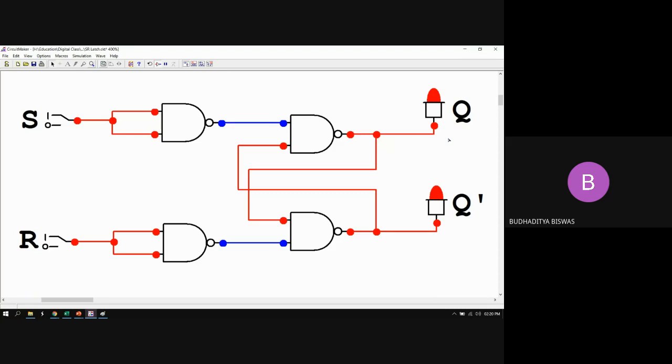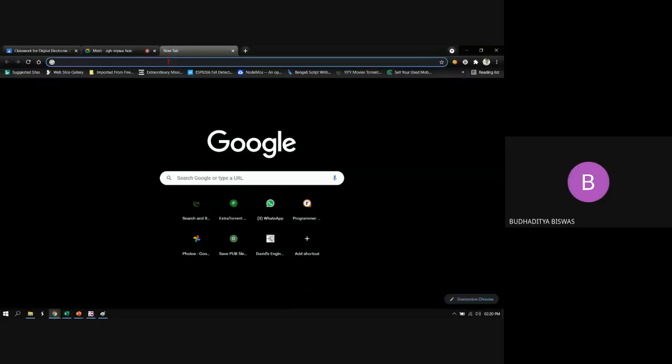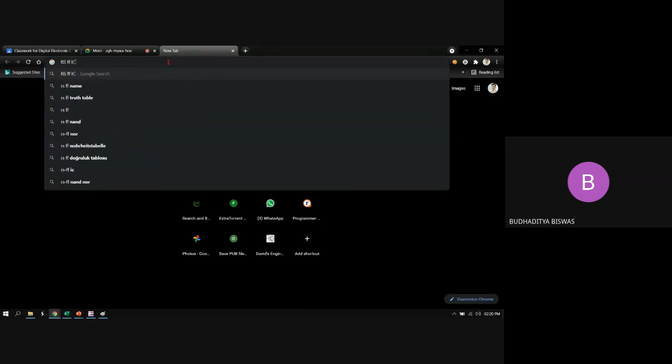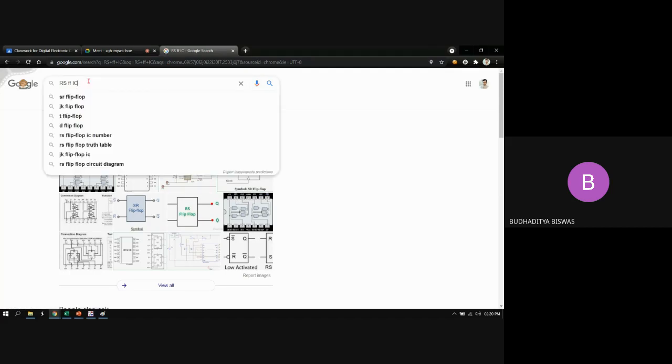We should not give that kind of state, where both the inputs are 1 or 0 simultaneously. But just by looking at the IC, are you able to understand what components are used inside the IC? The IC looks like this. No, sir. It is not possible. So see the RS flip-flop IC.